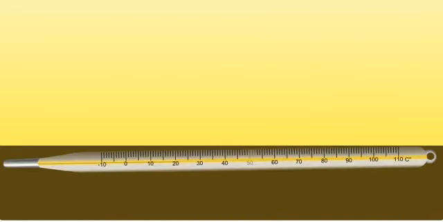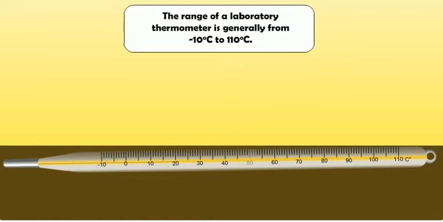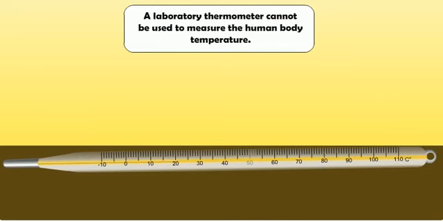Laboratory thermometer. A thermometer is a device for measuring the temperature of an object. The range of a laboratory thermometer is generally from -10 degrees Celsius to 110 degrees Celsius. A laboratory thermometer cannot be used to measure the human body temperature.